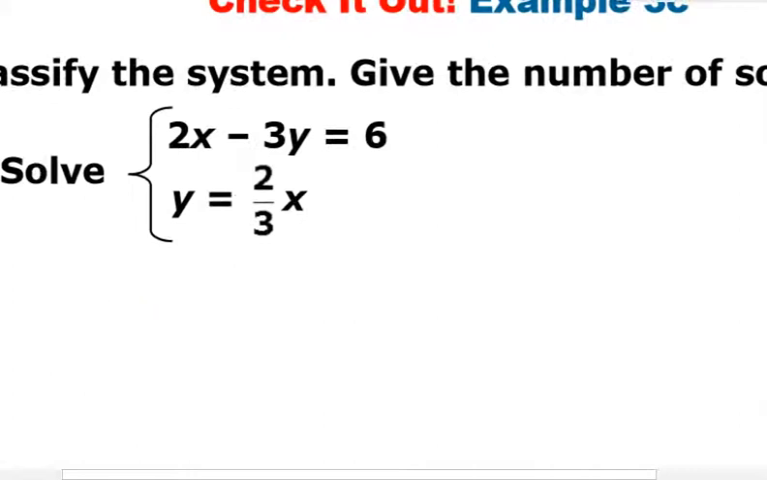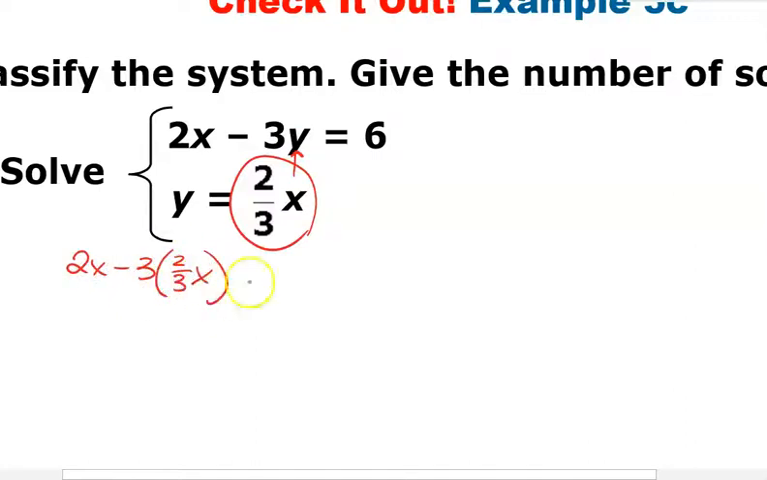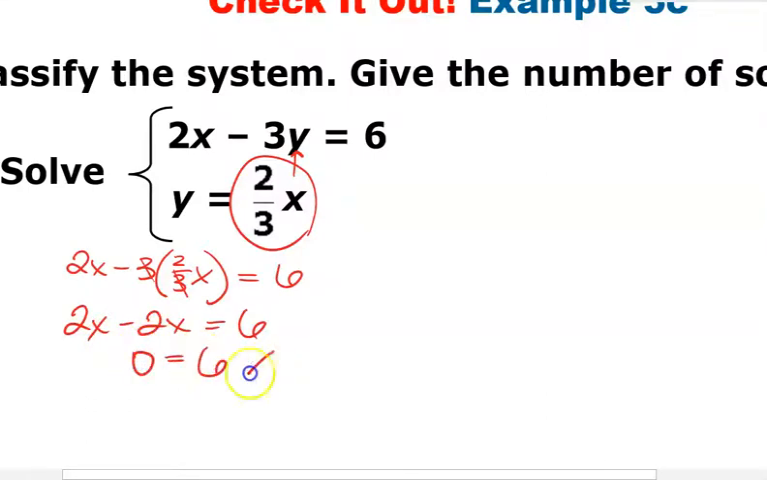Okay, another example. Y equals this, so I'm going to plug in for y. And then I'm going to clean this up. We got 2x minus, and then the 3's kind of cancel each other out if you're comfortable with that method, or you can just multiply them. And we get 2x minus 2x is 0. 0 equals 6. Oh, that's not true. So this is inconsistent. There's no solution.